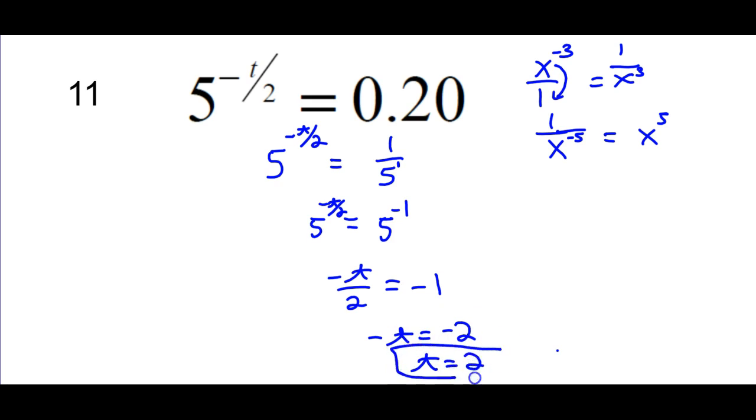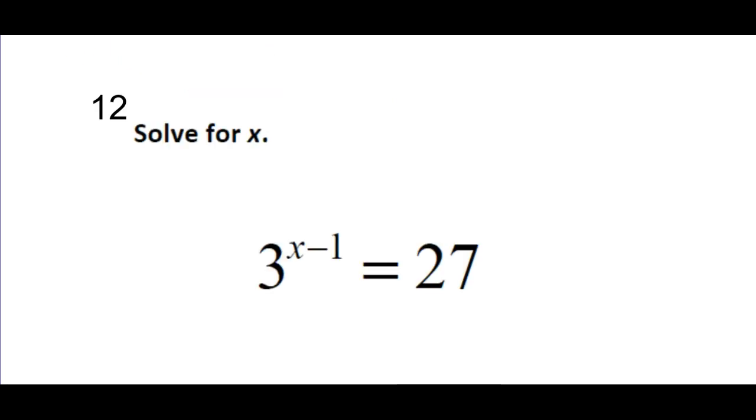So I get t equals 2. So let's see if this works out. If t is equal to 2, then you get 5 to the negative first, which equals 0.2. So that one does work.